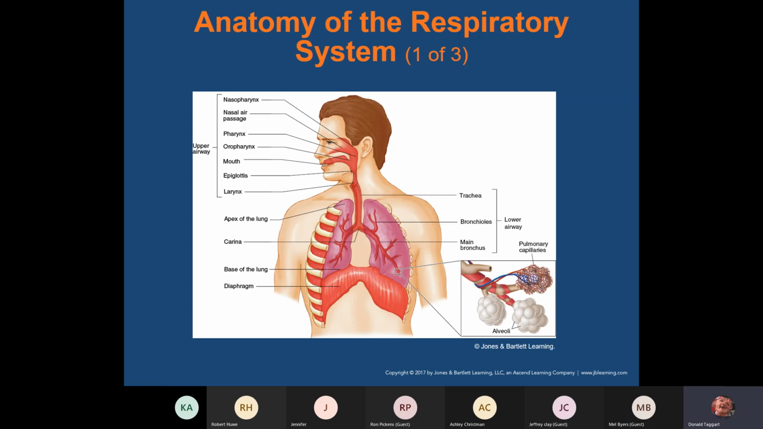So if you were to have a picture like this that's blank, you should be able to try to label most of these.